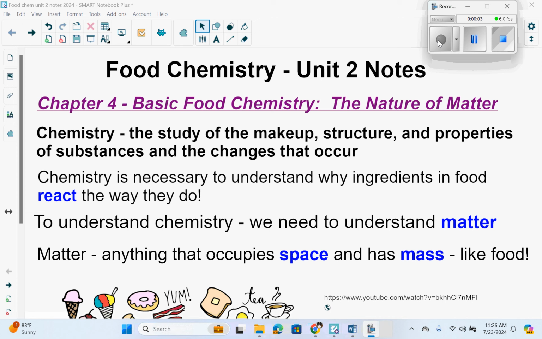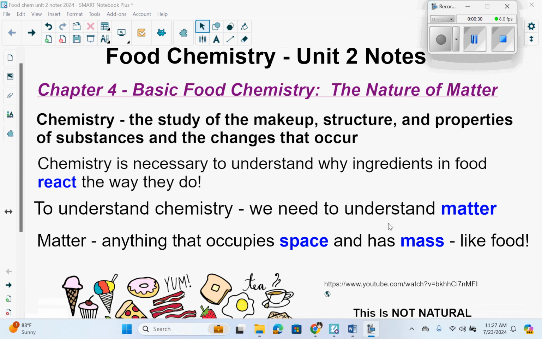This is Food Chemistry Unit 2, Chapter 4, Basic Food Chemistry, the Nature of Matter. Chemistry is the study of the makeup, structure, and properties of substances and the changes that occur. Chemistry is necessary to understand why ingredients in food react the way they do. To understand chemistry, we need to understand matter. Matter is anything that occupies space and has mass, like food.